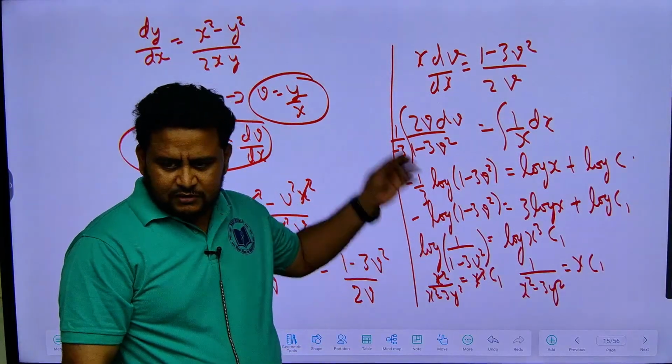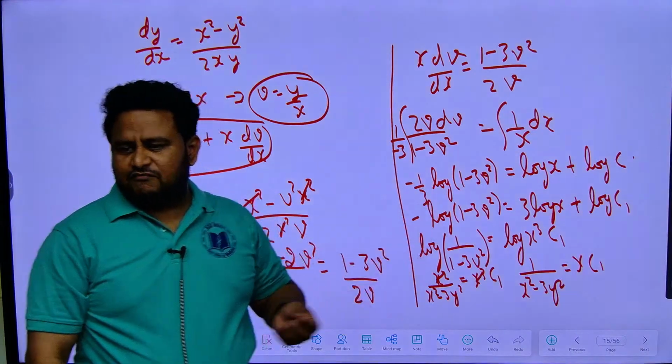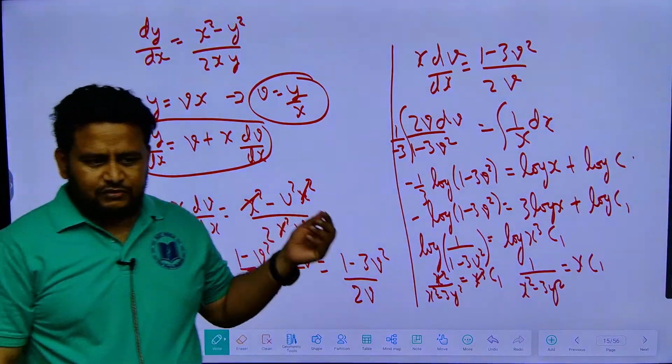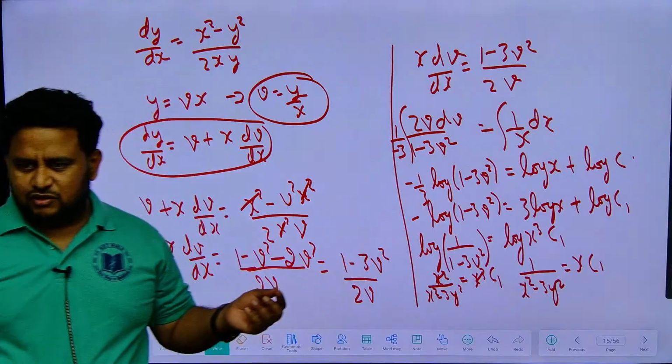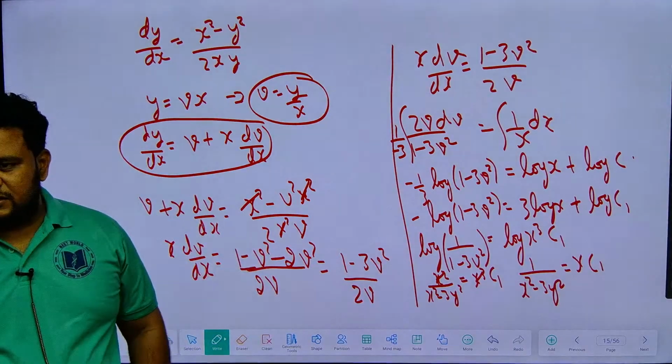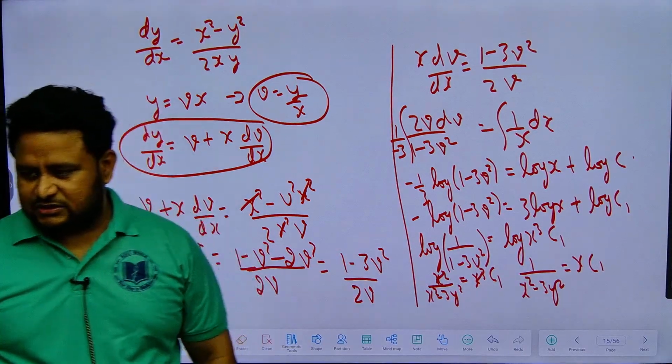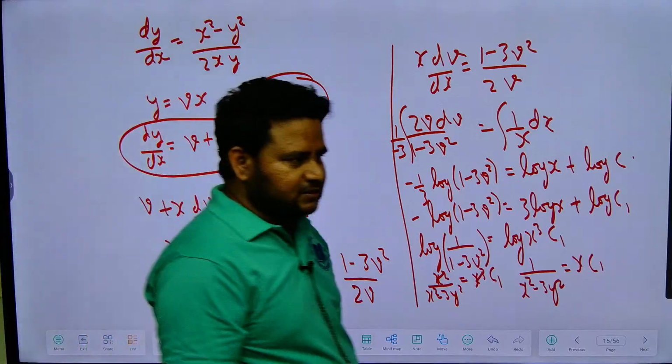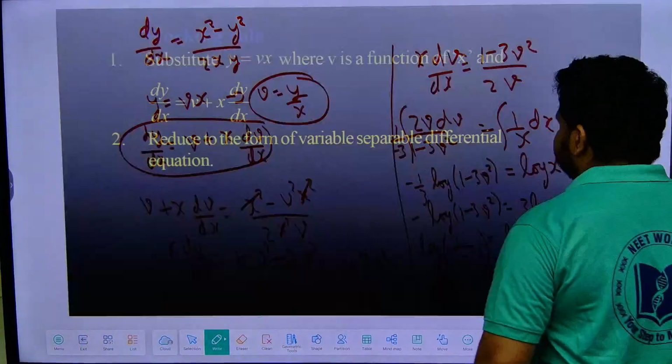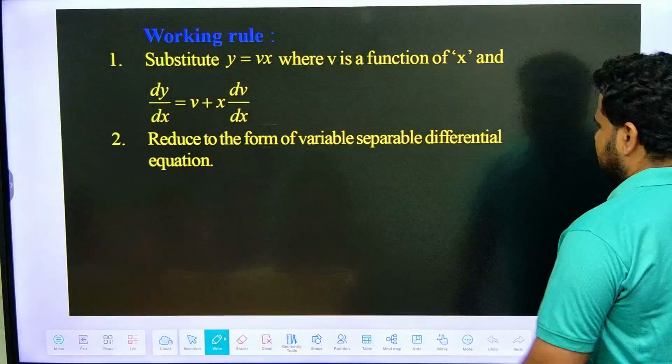How to solve a homogeneous differential equation: y is equal to Vx, and dy by dx will become V plus x into dv by dx. That you should know. Clear? This is the meaning of homogeneous differential equation. Next one is what they have told here.